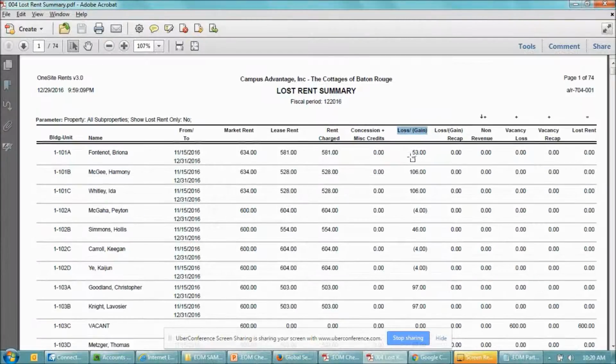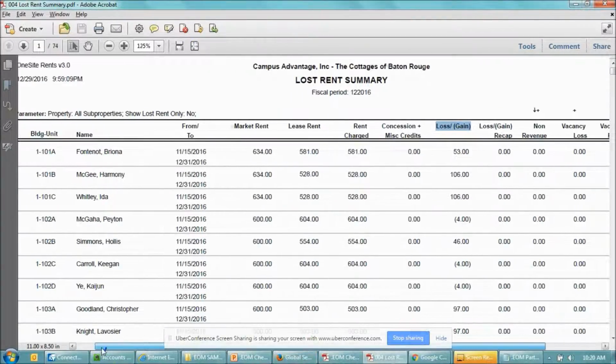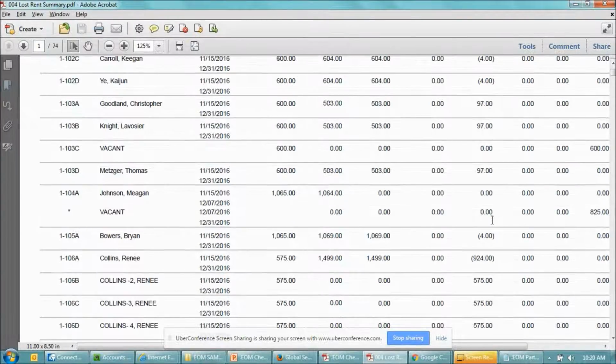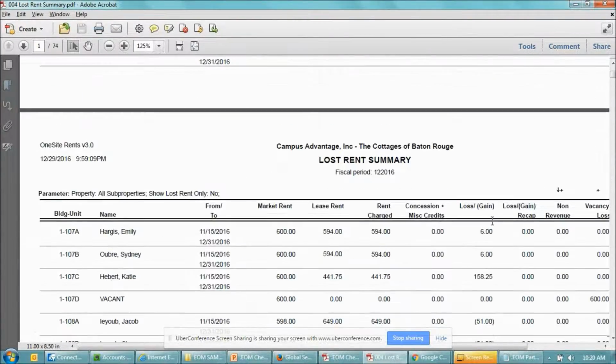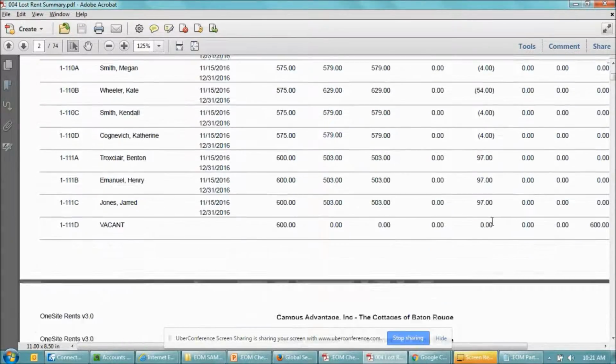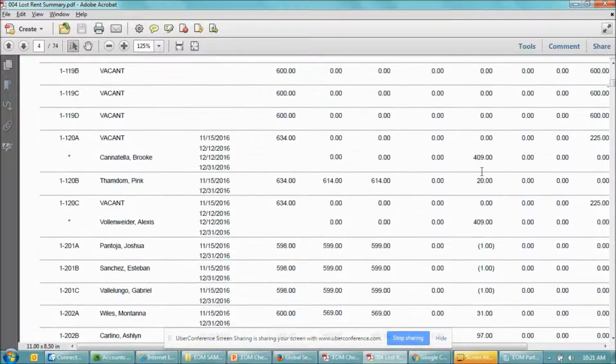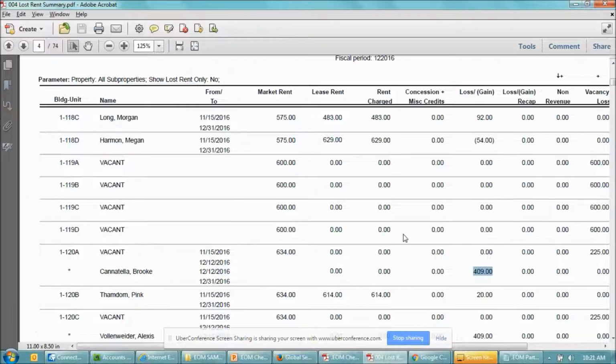Actually, let me make that a little bit bigger for you. What was that magic number, 125? There we go. So this loss gain column here, $53. Okay, there is a number there, but it's less than 200, so we can skip past that and go all the way down and look for anything that's greater than $200, which I don't think I saw. Oh, I did. I missed one. Okay. So, can I do that by the time? Yeah. So, Brooke, she does have a gain greater than $200, and there might be a total.